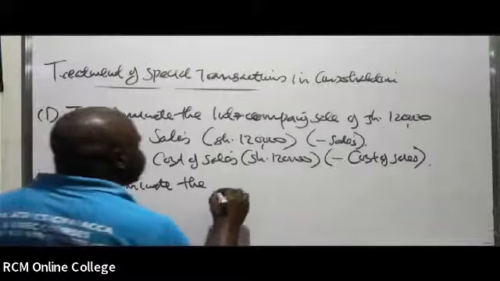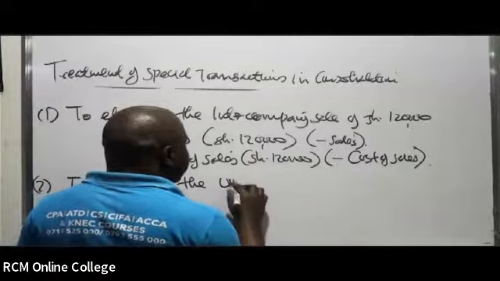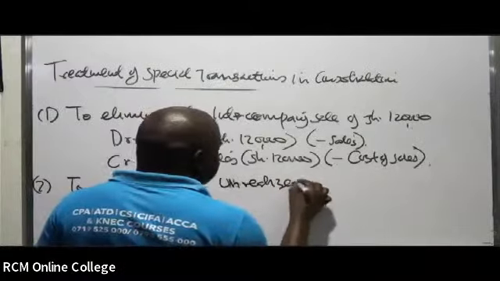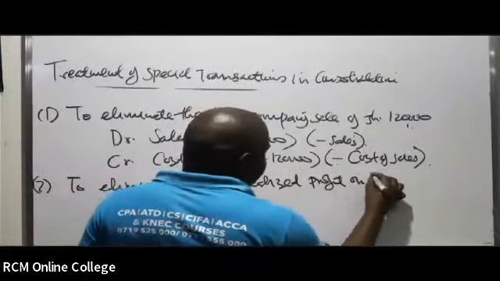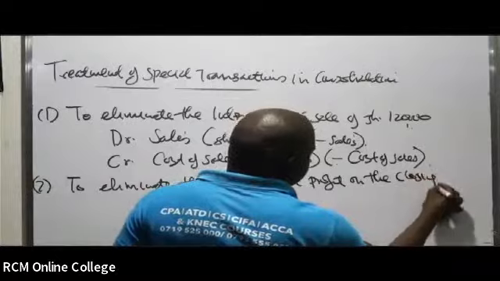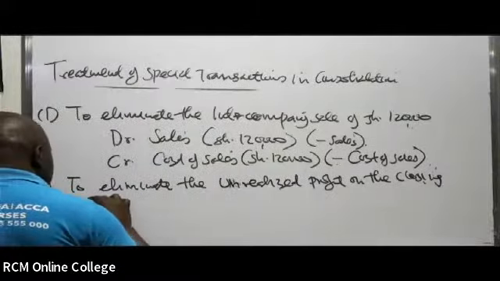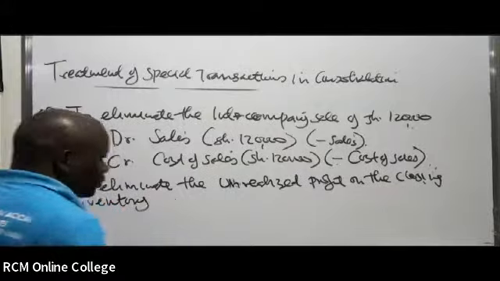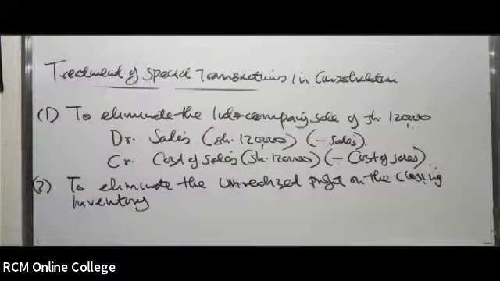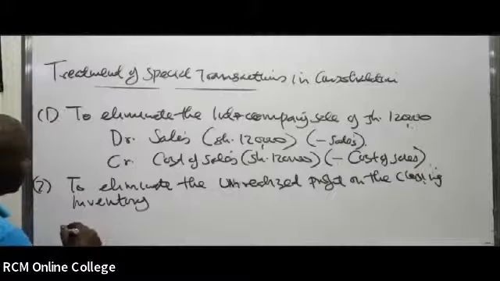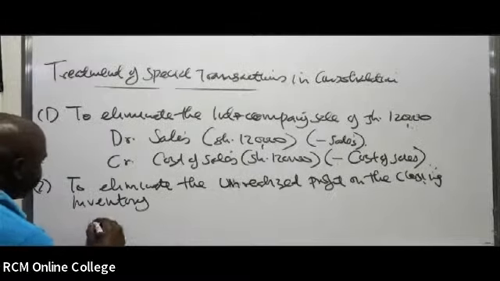So to eliminate the unrealized profit on the closing inventory, you are supposed to calculate it. The unrealized profit, which we normally call the URP.